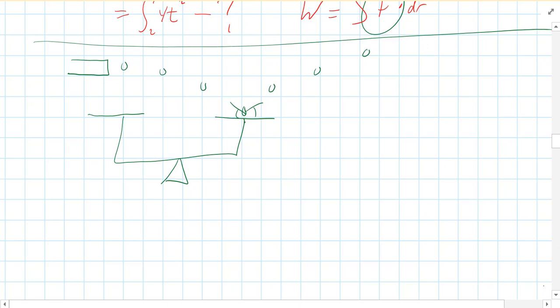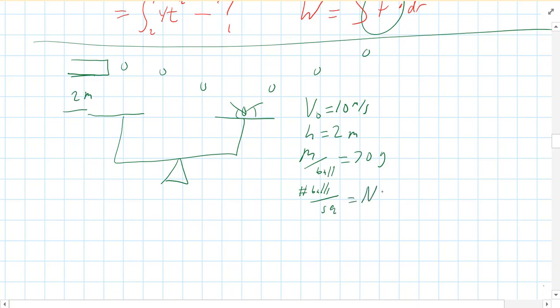So let me give you some data. Let's say you're shooting the marbles horizontally at 10 meters per second. They're shooting from a height of 2 meters above the pan. So this height right here is 2 meters. Let's say the mass per ball is 70 grams. So they're like heavy marbles, or maybe like light tennis balls. And the number of balls per second, we're going to call that n just to give it a letter. But let's say you're shooting 10 balls per second.